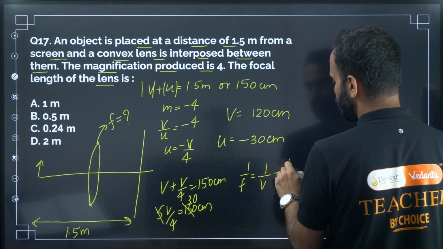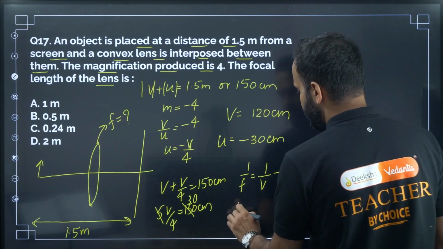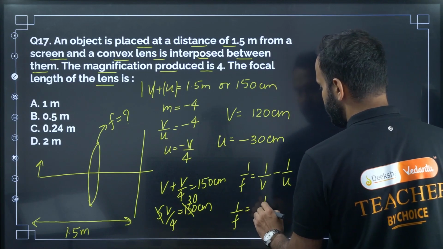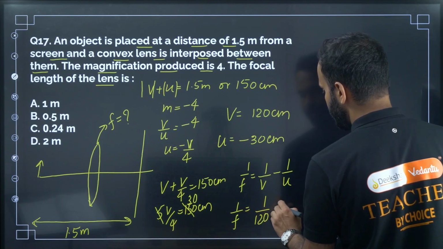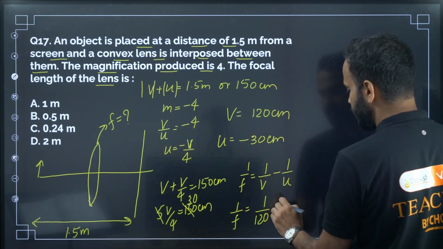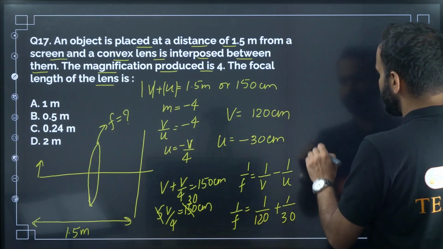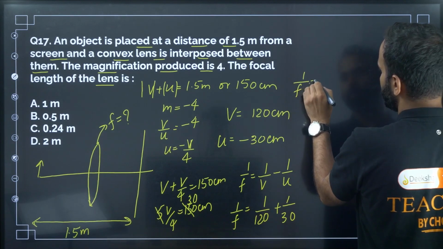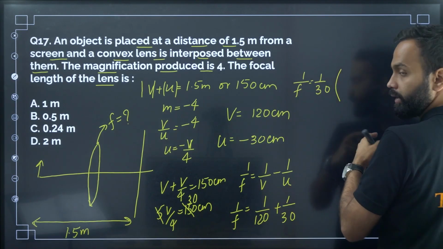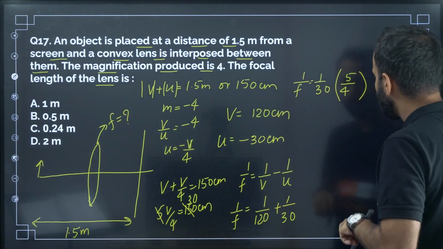v minus 1 divided by u. Okay, so 1 divided by f is equal to 1 divided by v, that is 1 divided by 120 minus 1 divided by u. U is minus 30 centimeter. So 1 divided by 30. So take 1 by 30 as common. So 1 by f equal to 1 by 30 into 1 plus 1 by 4, that is 5 by 4. 5 divided by 4, right?